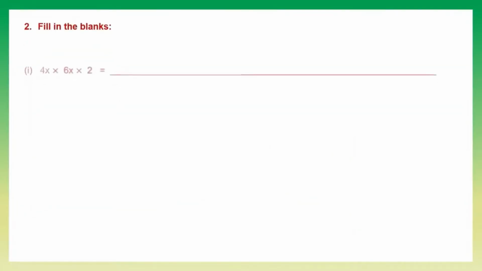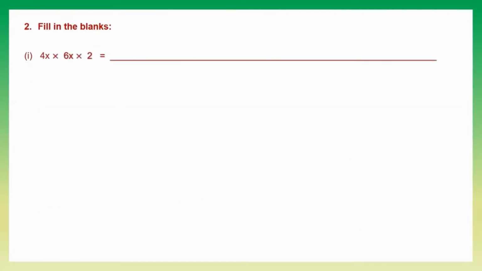Question 2 is also fill in the blanks. Here we have these numbers with their literals. So let's follow the same method, taking out only the numerical coefficients. 4 into 6 into 2 into, there's 1x here and 1x here. So that is x into x. So that will be 4 6s are 24, 24 2s are 48 into x to the power of 1 plus 1. So 1 plus 1, that makes it 48 x to the power of 2.